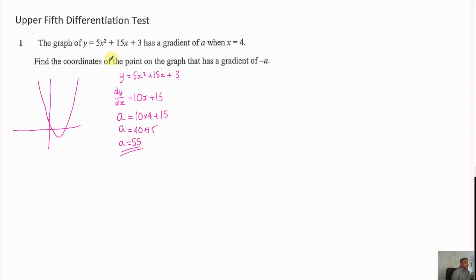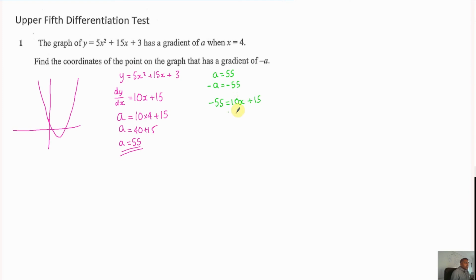Okay, we want to find the coordinates of the point on the graph that has a gradient of minus a. So if a is 55, then minus a must be minus 55. Okay, and we want to find the coordinates. So what are the coordinates of the point on the graph? Okay, so what is x and y when it has a gradient of minus a? Well, when does it have a gradient of minus 55? We know the expression for the gradient is this. So when does minus 55 equal 10x plus 15?